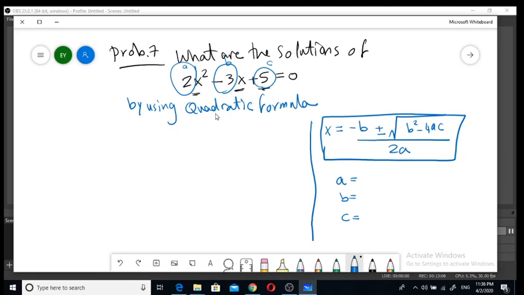A is equal to 2. B, with its sign, will be negative 3. C will be plus 5.